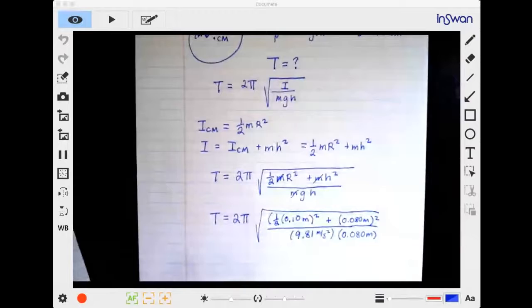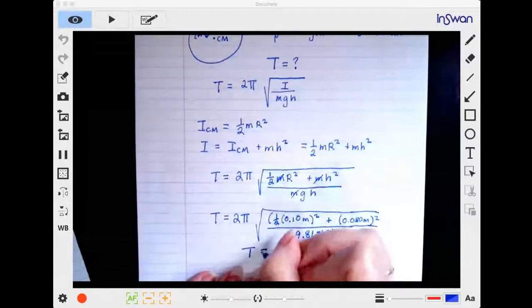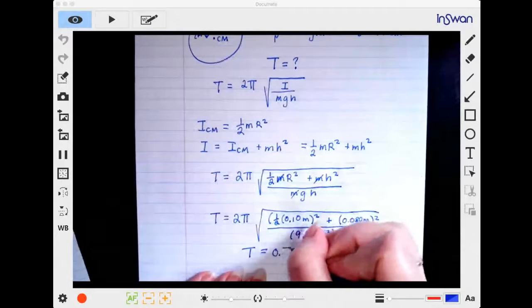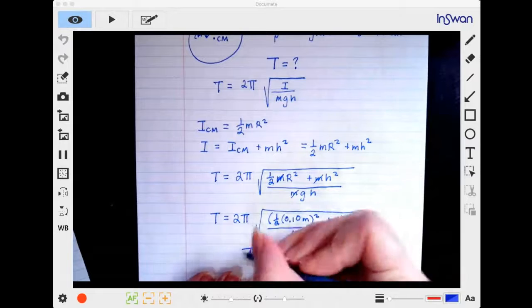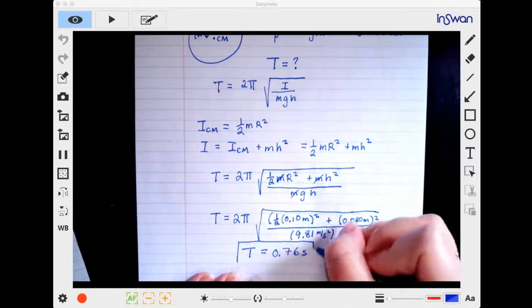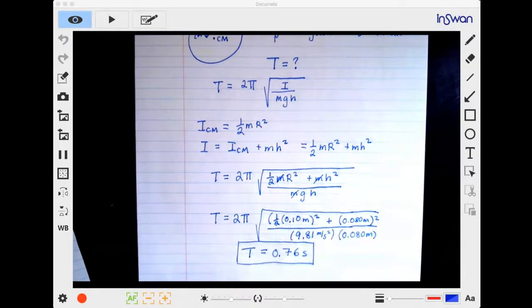Okay, and then let's just slide down so we have room to write the answer. If you crank that through, you get a period of about 0.76 seconds. So you can see it didn't depend on the mass of the object. And we saw that for a simple pendulum, that the period doesn't depend on the mass. So it makes sense in this case also that the period doesn't depend on the mass.